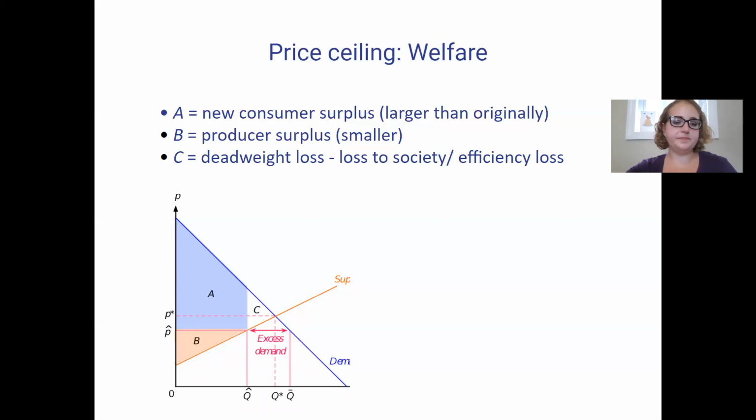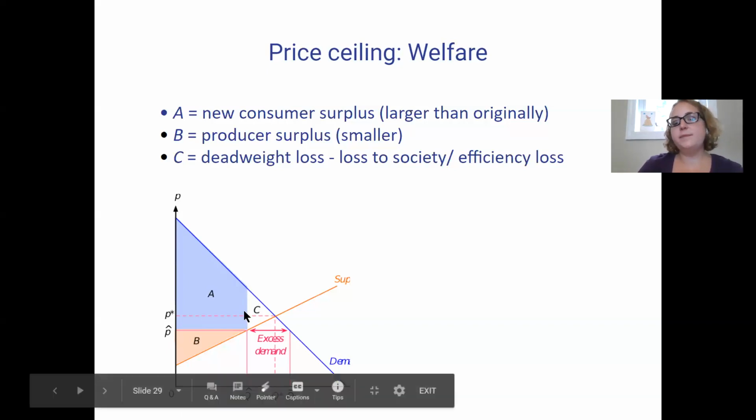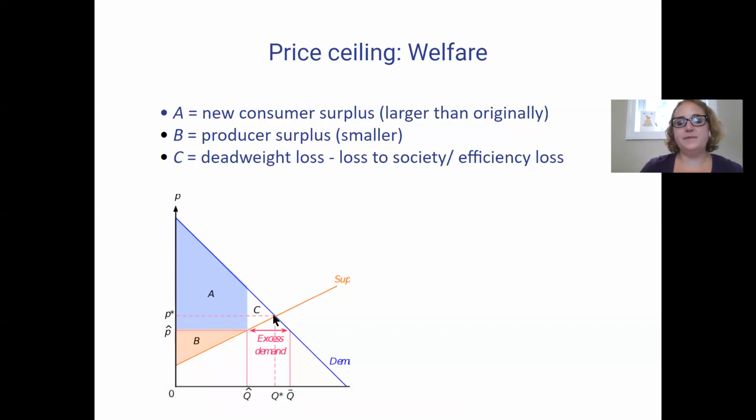So we can say that with a price ceiling, we have a larger consumer surplus, a smaller producer surplus, but altogether, total surplus is going to be lower than it was. Remember, total surplus is adding the consumer and producer surplus. So if we added this up, we are going to have a smaller total surplus because this C is being lost and it's just going to this dead weight. It's not going to any type of surplus anywhere.